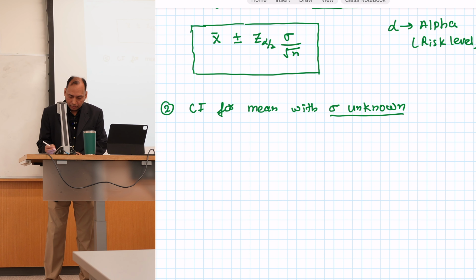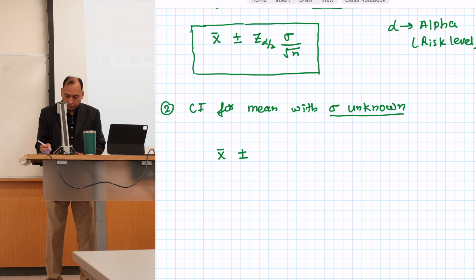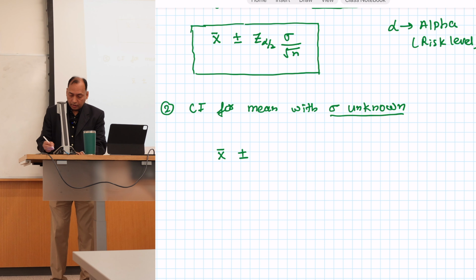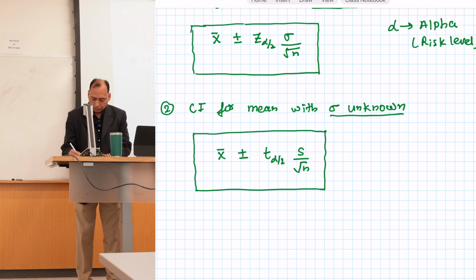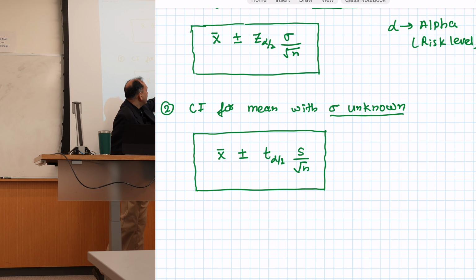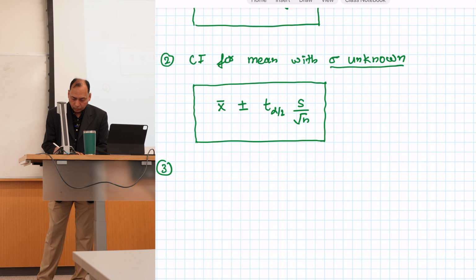So when you have this situation, you calculate x bar, and the margin of error, instead of normal distribution, which is a standard normal distribution z, instead of that we use another distribution called t alpha by 2 and s divided by square root of n. So exactly same kind of format. The only thing is statistical distribution changes to t, and instead of sigma I'm writing s, which is calculated from the sample.